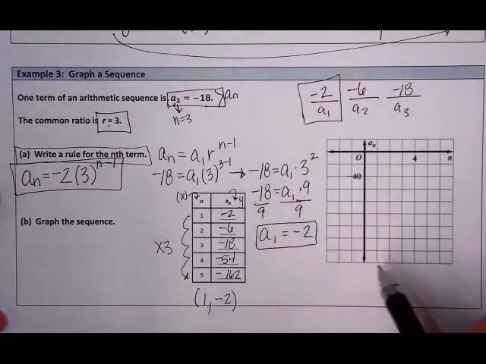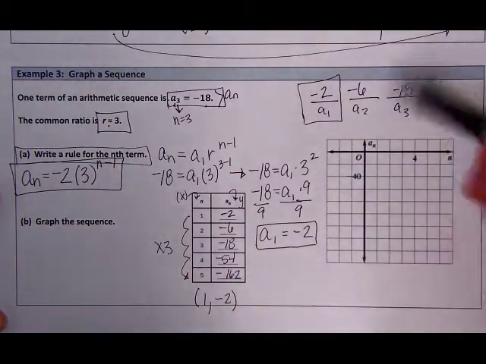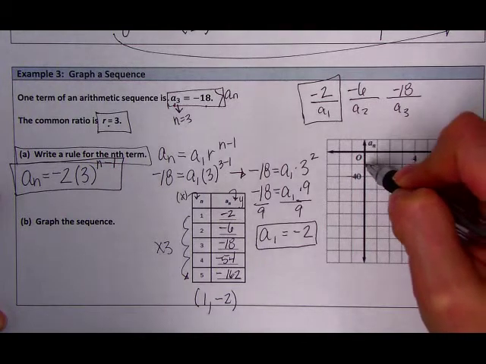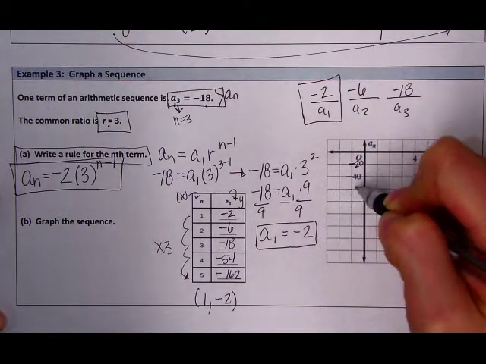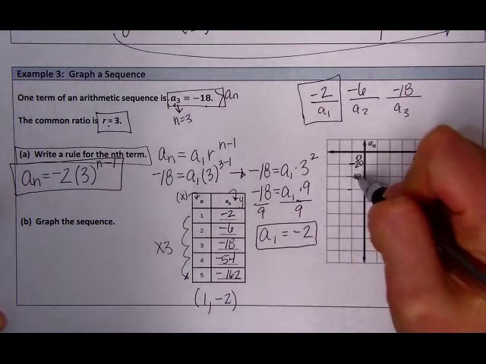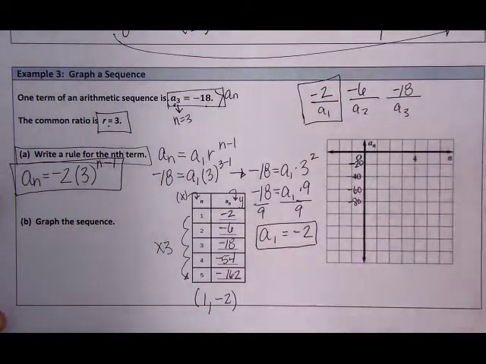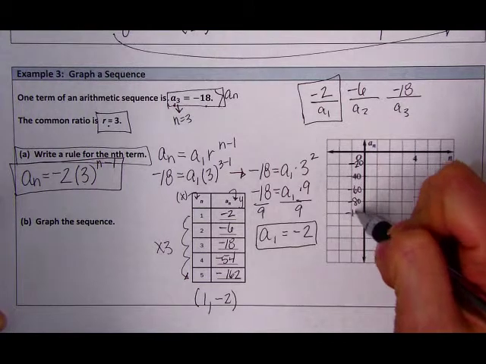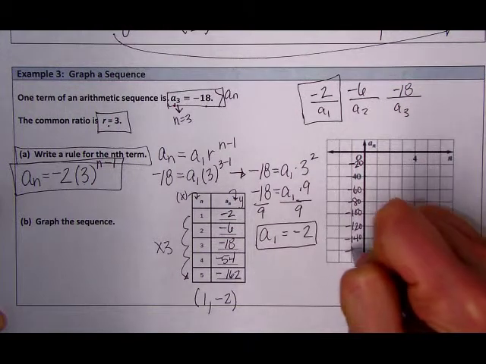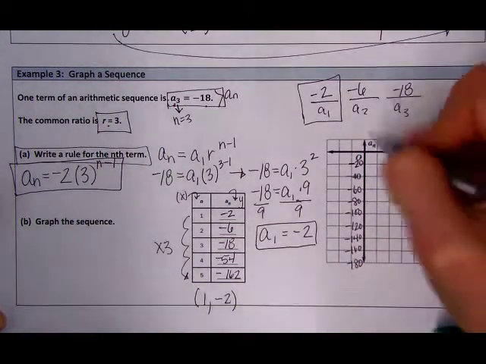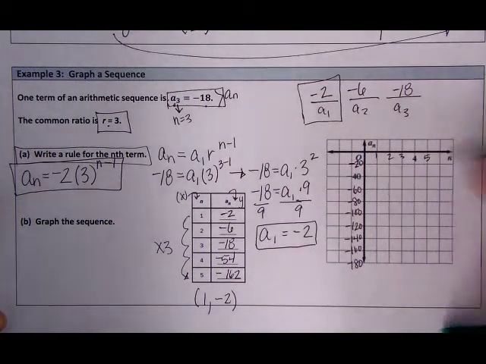I can plot my values over here on my graph. If you notice, my graph, so this is first term, since the second notch is negative 40, I know that this is negative 20, so each notch is going down by a negative number. So this would be negative 60, negative 80, negative 100, negative 120, negative 140, negative 160, negative 180. And this is 4, so this is 1, 2, 3, 4, and 5.